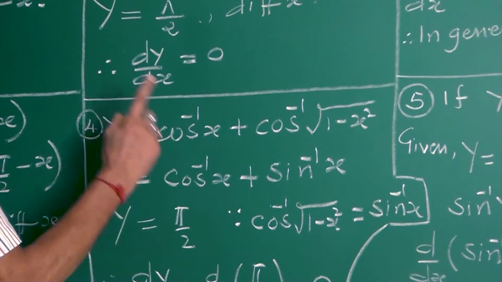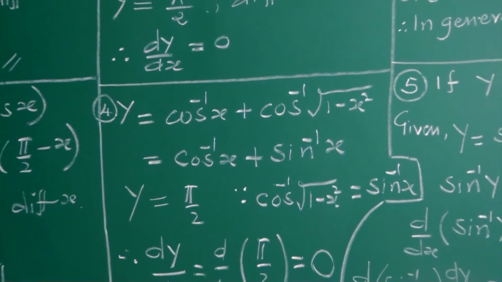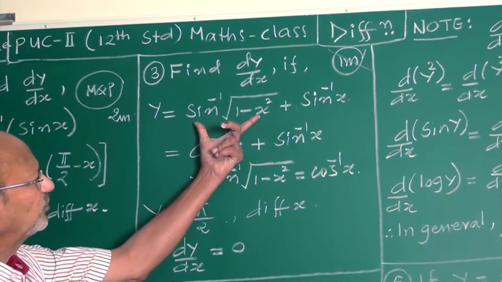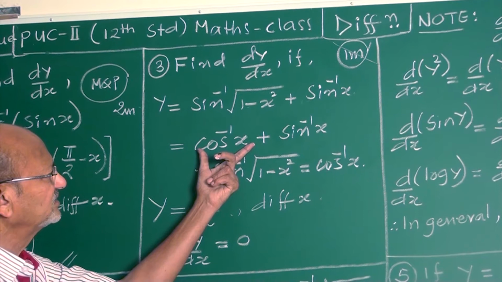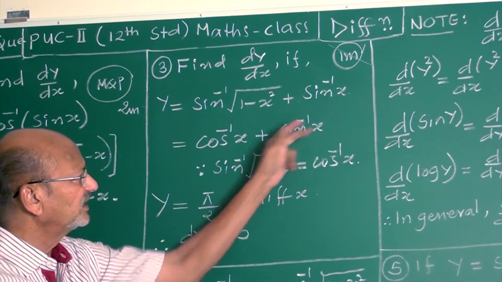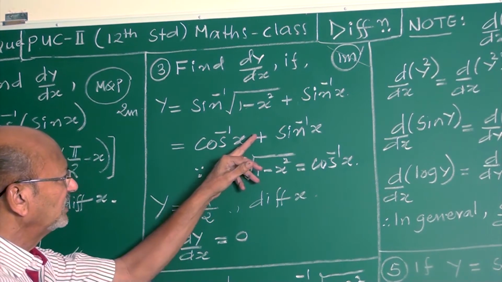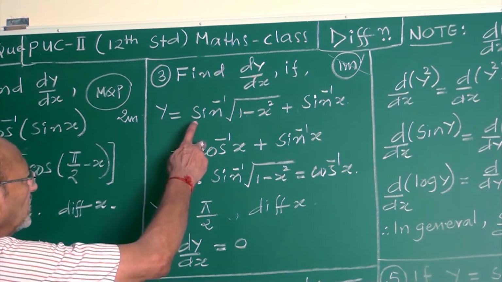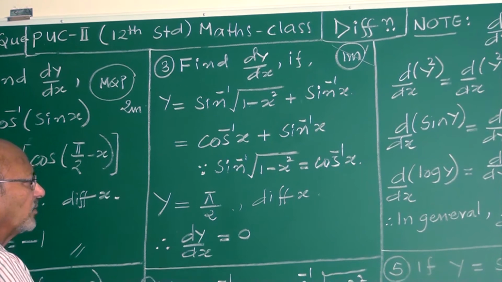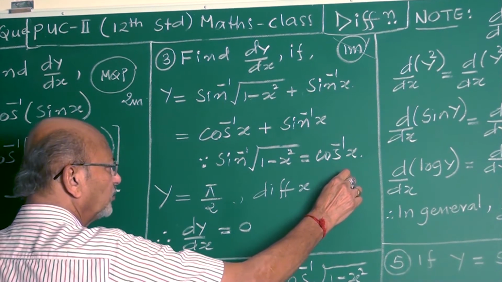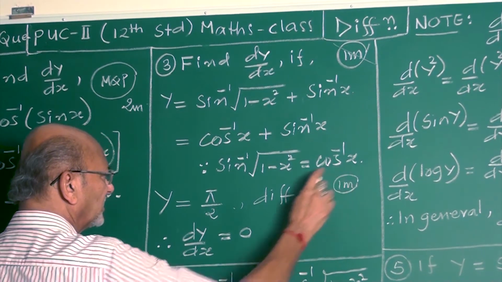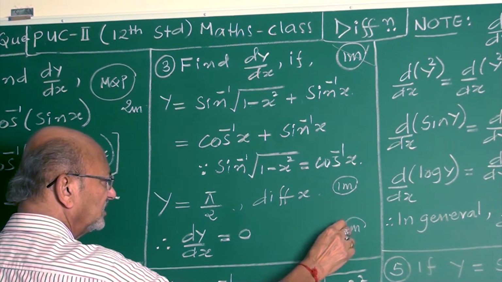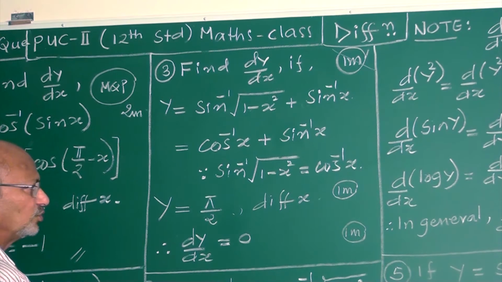These two are the same type, either 1 mark or 2 mark questions. Why 2 marks? Tell me, my friends. Substituting this equal to cos inverse x, if you write this step correctly, you get 1 mark. Again substituting and putting this equal to pi by 2, from here to here you have 1 mark, my friends. Writing its derivative as 0 is another mark. Understood?